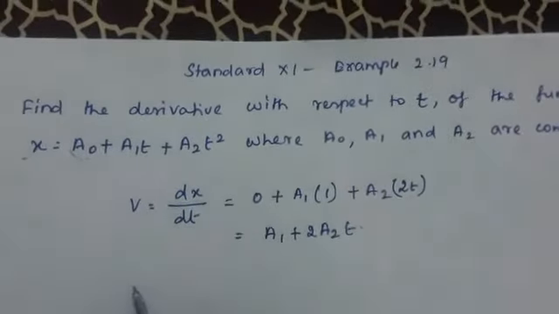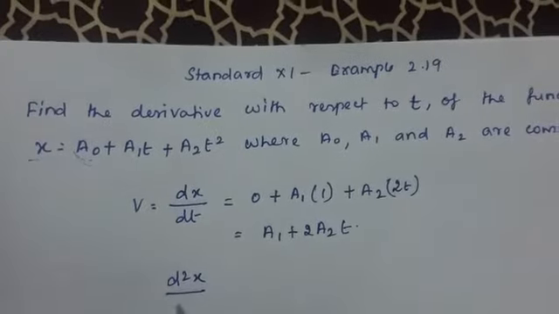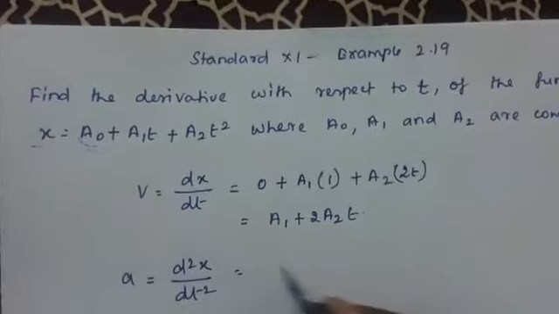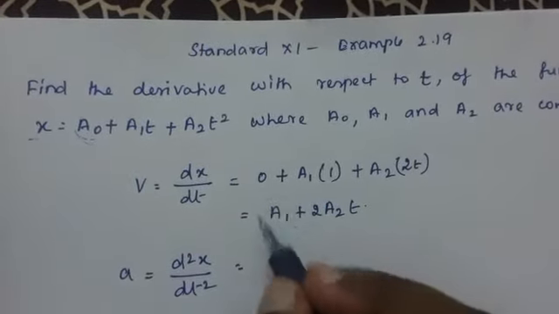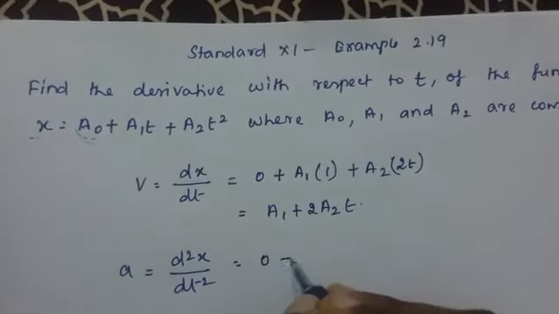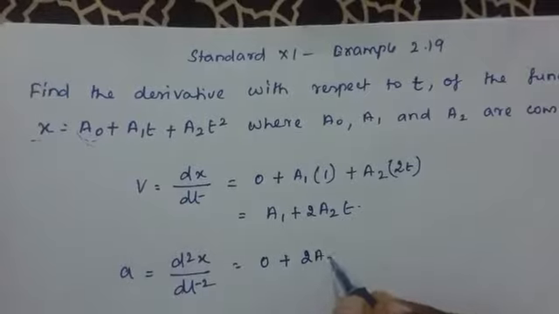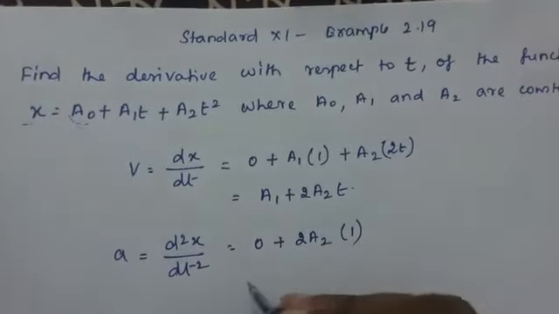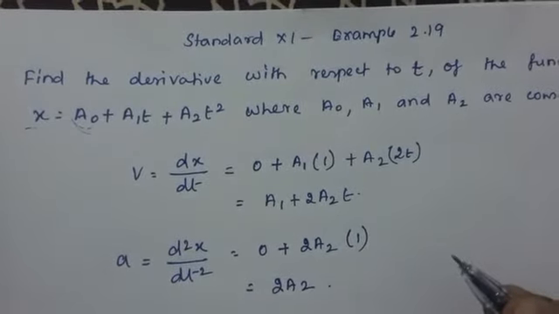Now we'll go for the second derivative. Second derivative is d square x by dt square. This is nothing but acceleration. Now here again we are going to differentiate this. A1 is a constant, and differentiation of a constant is 0. Now here 2a2 is constant, I'll write it. Differentiation of t is 1. So this is 2a2.